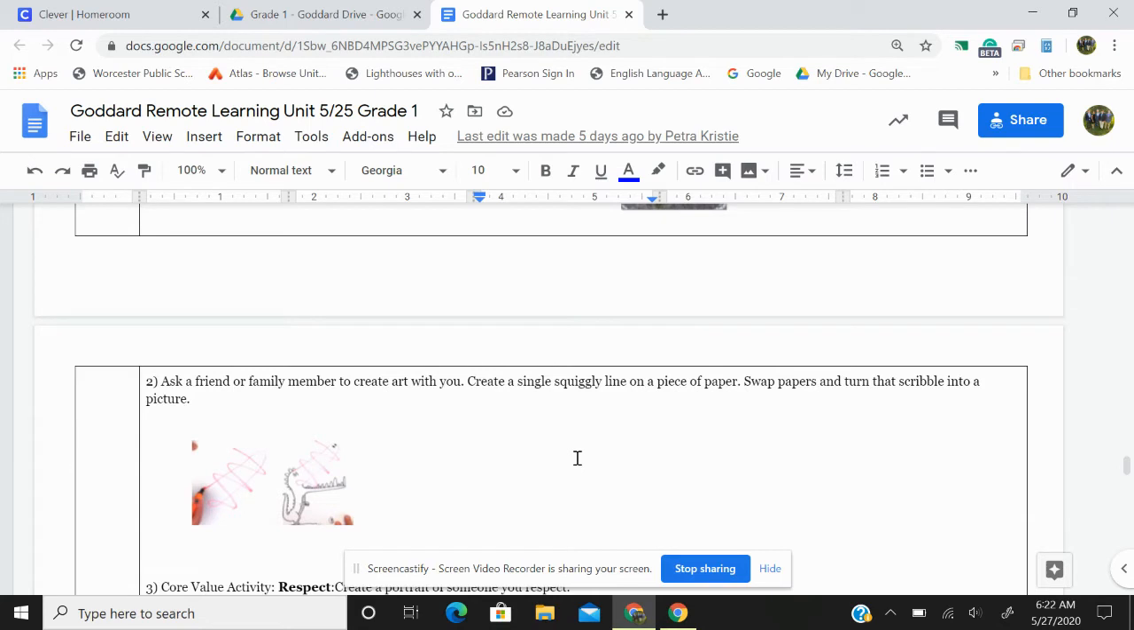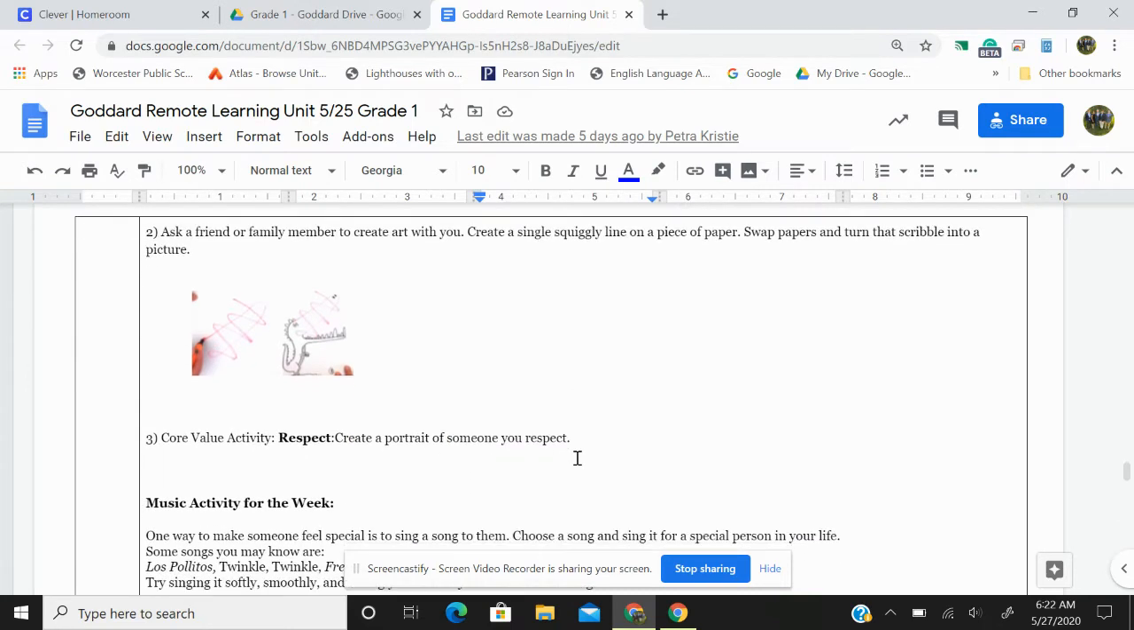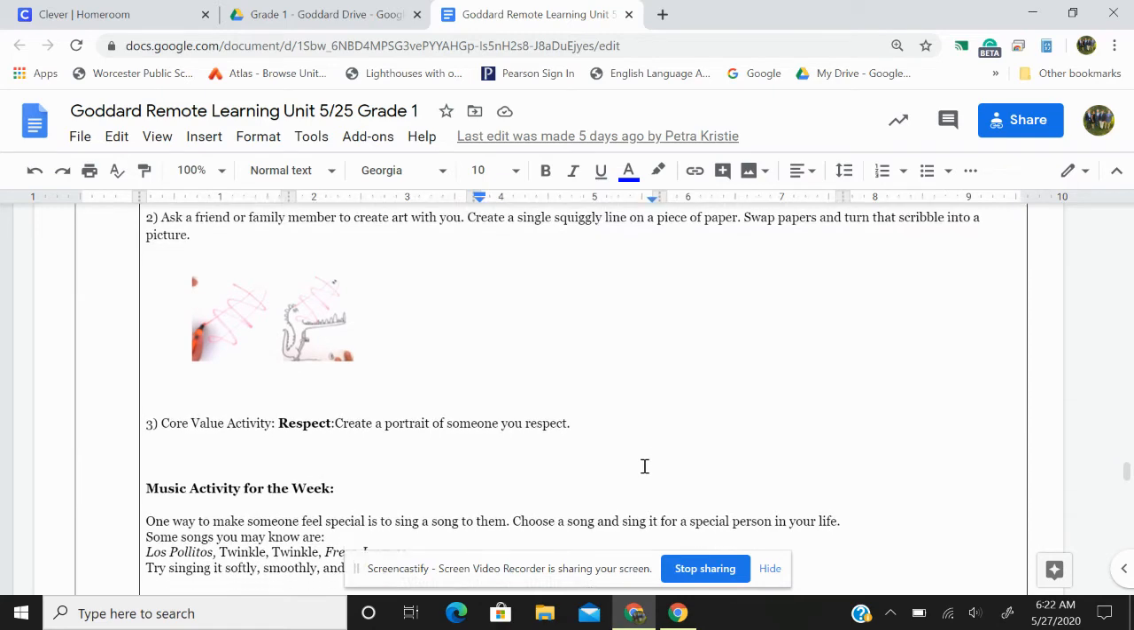Create a single squiggly line on a piece of paper. Swap papers and turn that scribble into a picture. Interesting. Or three, your core value activity, respect. Create a portrait of someone you respect. All really good art activities for the week.